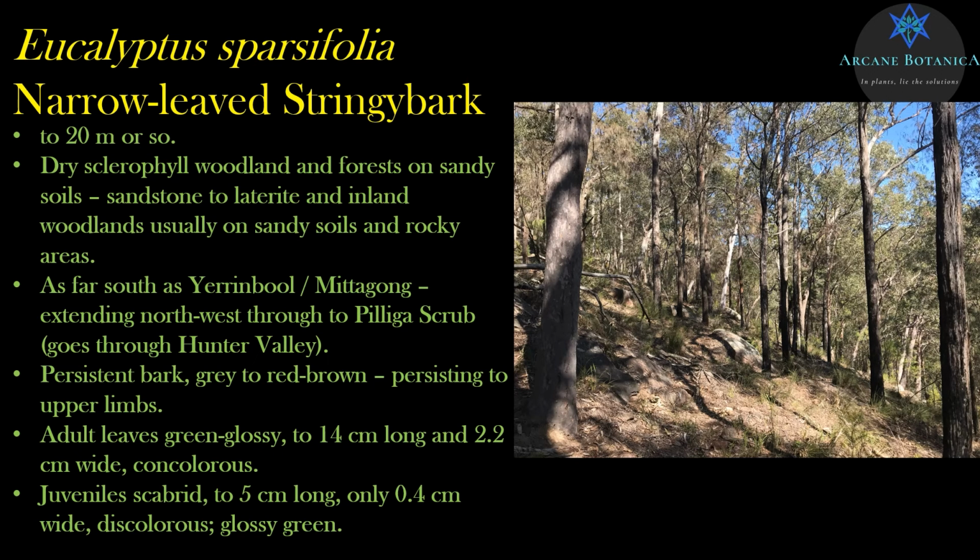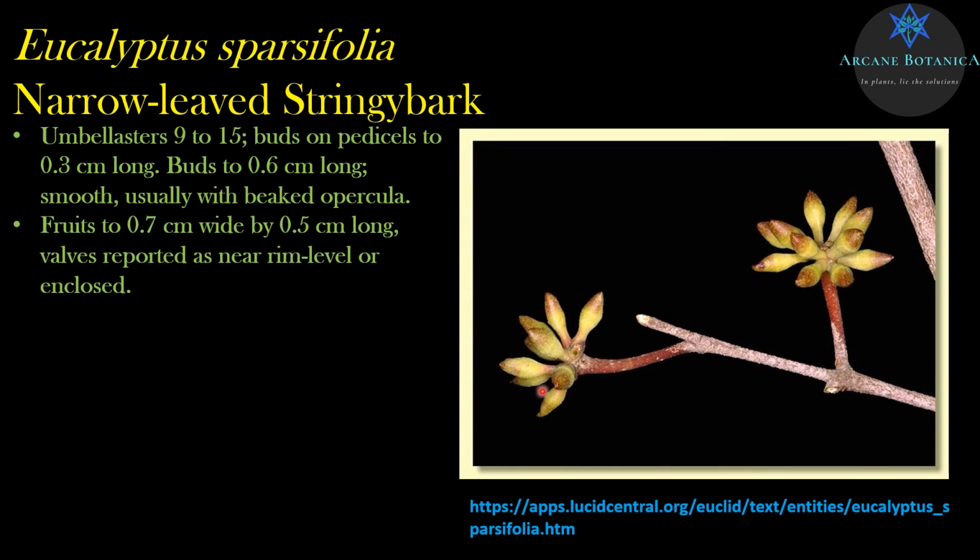That's the buds. I've had to borrow this one from Euclid. That's typically what the buds will look like. 9 to 15 on pedicels to 3 mil long. So they might be calling that the pedicel there, not as sessile as capitulata. So that might be the stalk. Beaked opercular, they're smooth. So they're smooth, they're not scurfy or covered with a wax or covered with little protrusions. Some of them are in the stringybarks.